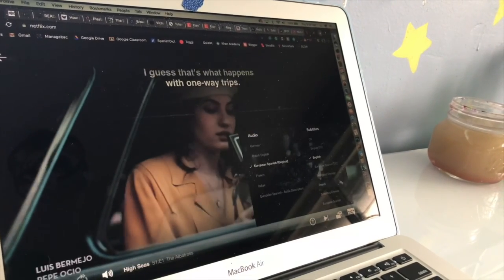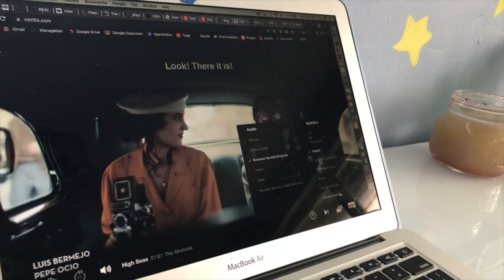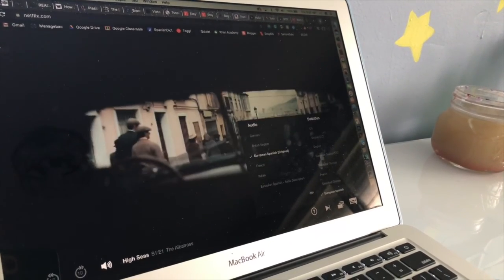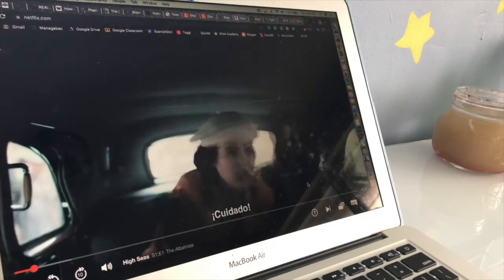Even if you're not fluent, even if you still don't really understand everything that's going on, you want to challenge yourself to look at the actors' faces and expressions and get context clues, and that's how you understand.